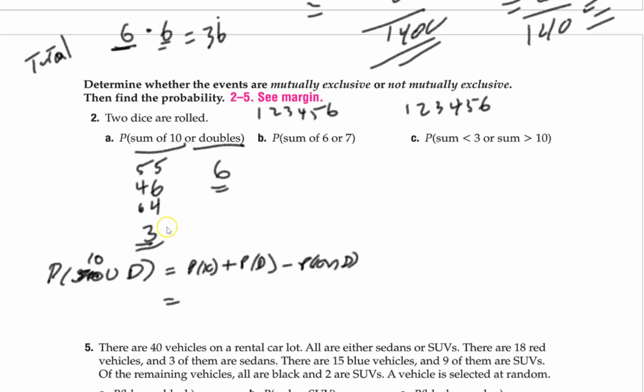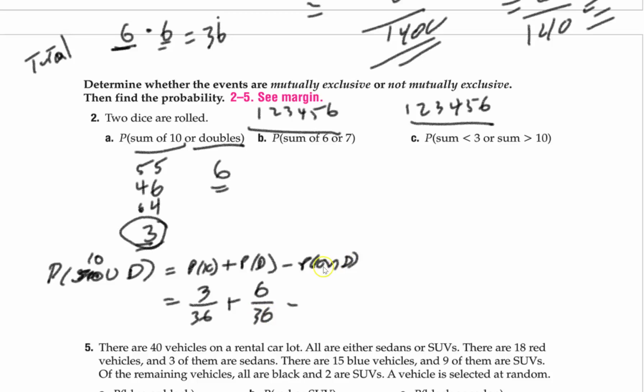Probability of getting a 10, remember we figured out there's only 3 ways to get a 10. So 3 out of 36, right? 36 possible ways, because there's 6 ways to get this die, there's 6 ways to get that die. 6 times 6 is 36 total different ways. Probability of getting doubles? Well, there's 6 doubles, right? 1, 1, 2, 2, 3, 3, 4, 4, 5, 5, 6, 6. So 6 out of 36.